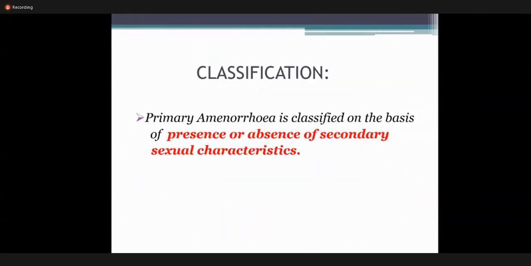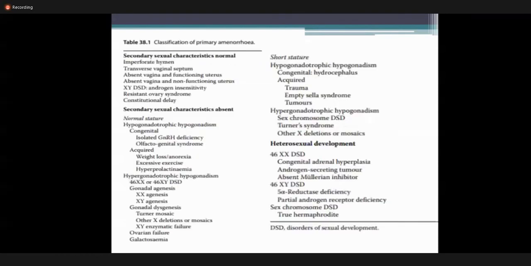Now, how do you classify primary amenorrhea? Primary amenorrhea is classified on the basis of presence or absence of secondary sexual characteristics. So, we divide primary amenorrhea as with presence of secondary sexual characteristics and with absence of secondary sexual characteristics. And now you know there are 4 secondary sexual characteristics, that is the growth spurt, development of breast, development of pubic and axillary hairs, and the onset of menses or menarche.